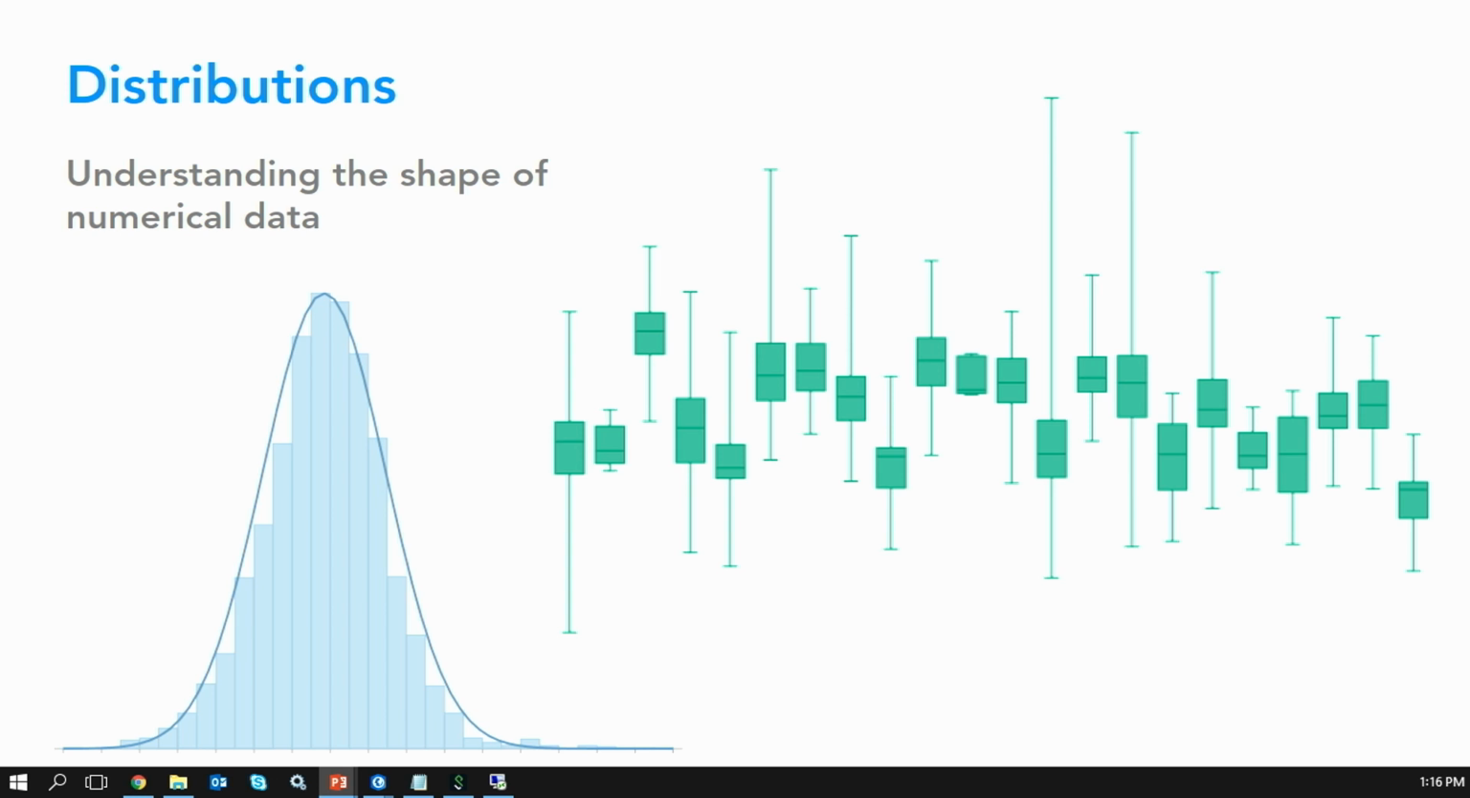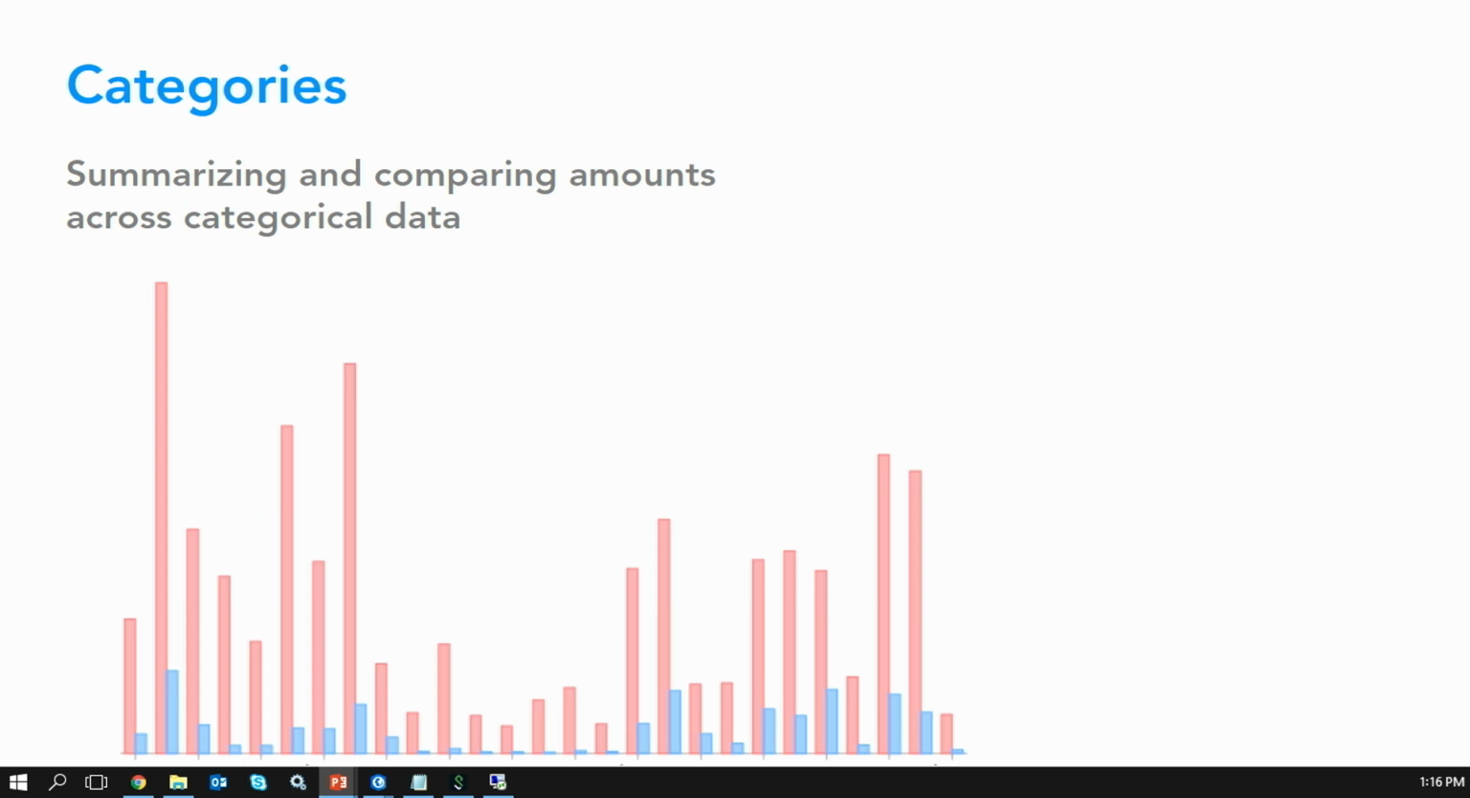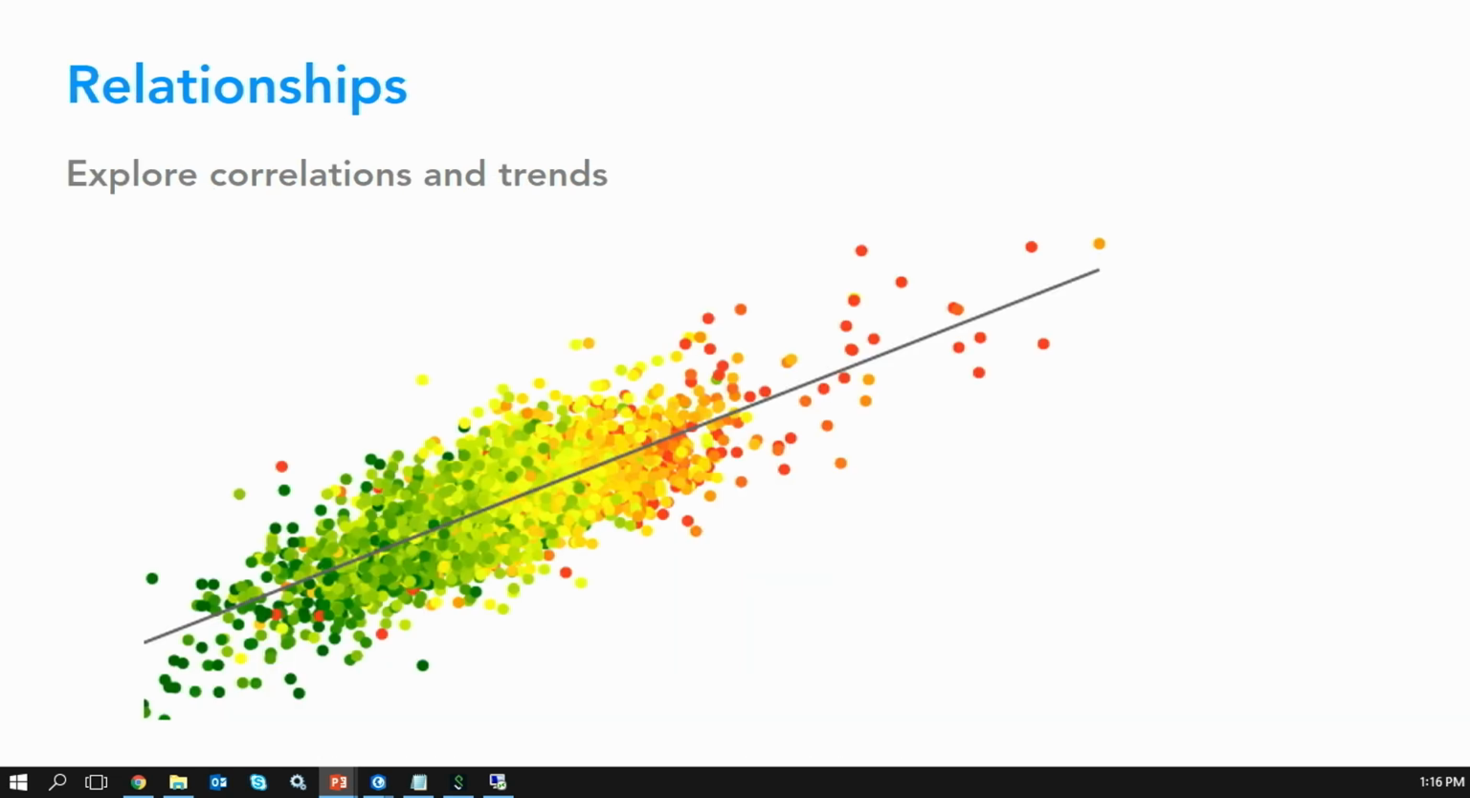We can do that through histograms. We can also do that through box plots. And box plots are a great way of comparing distributions to each other across categories or across different data sets. We can also compare categories through bar charts. So we can summarize amounts and counts. And we also have the ability now to have stacked bars to show those part-to-whole relationships and compare those across categories. To look at relationships, we have scatter plots, bubble plots, and the scatter plot matrix.